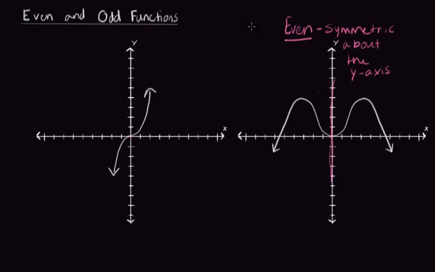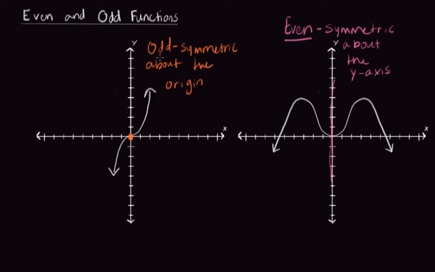Now an odd function, you can probably guess that the odd function is over here. An odd function is symmetric about the origin. And what that means is that if you think of turning the function by 180 degrees, it would look the same. So it looks the same in the first quadrant as it does in the third quadrant.